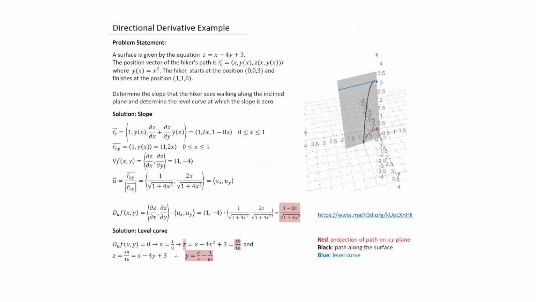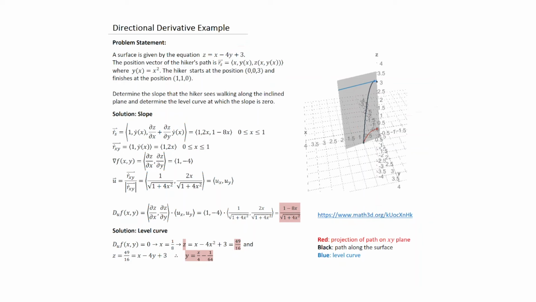Right, we'll also do a directional derivative example. And the problem statement here is that a surface is given by this equation, which is the equation of a plane. And it's basically this grayish area that you see here, and you can access that at this particular URL.